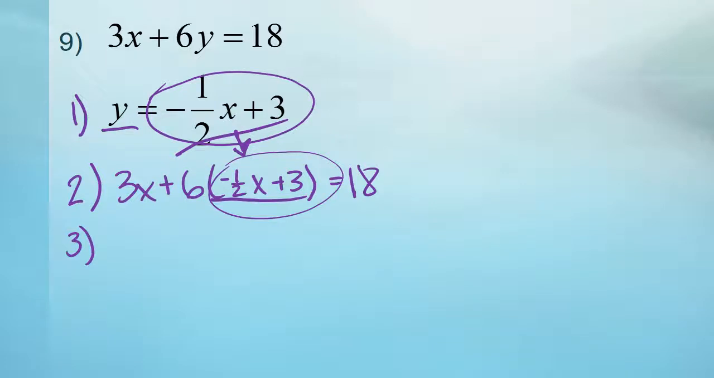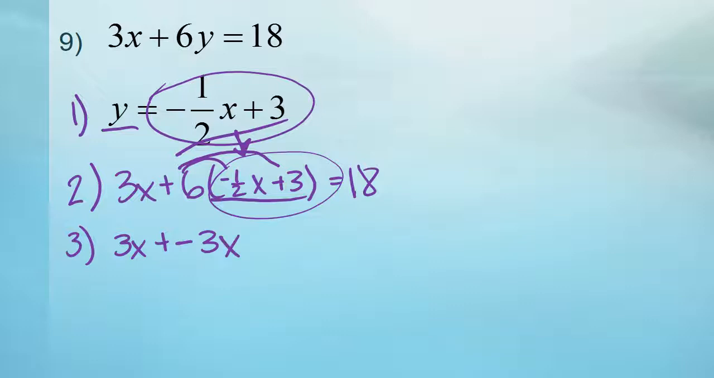Step 3, solve for that variable. I have only x, so I want to solve for x. First thing I need to do is distribute. If I distribute, that's 6 times negative 1/2. Well, it's definitely going to be a negative number. What is 1/2 of 6? In this case, I end up at a 3x.